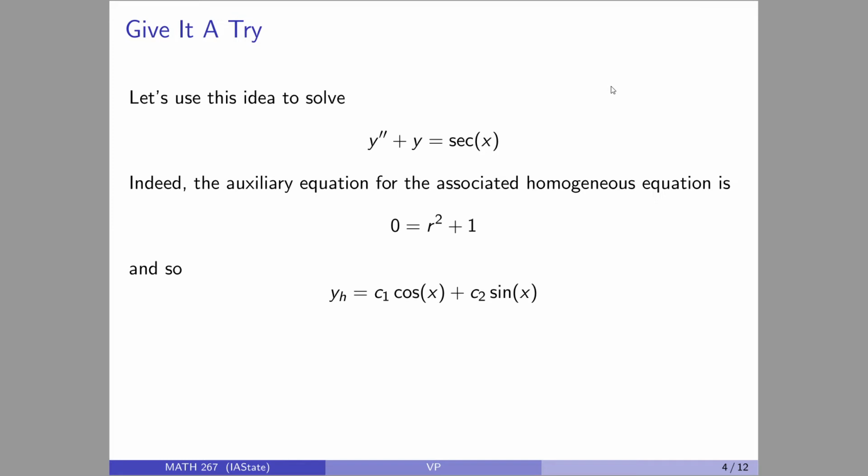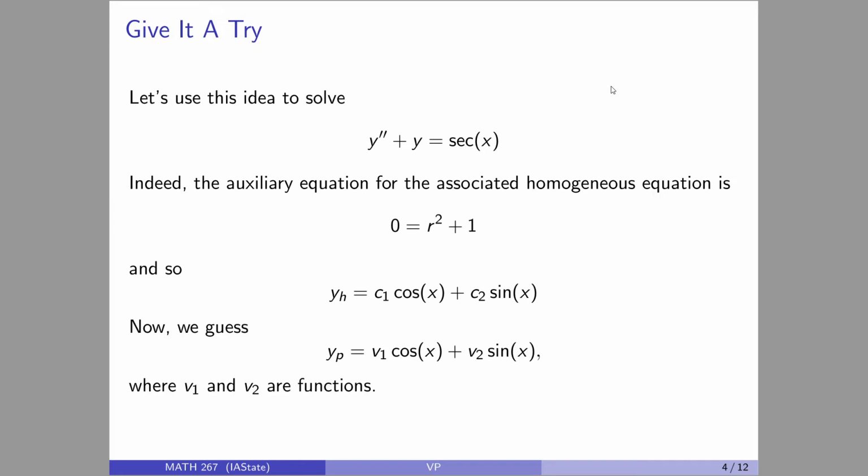So just have it at the ready. The general solution for that is C1 cosine plus C2 sine. Okay. So Lagrange says that, all right, replace the C1 and the C2 with functions v1 and v2. Plug that back in and figure out what v1 and v2 need to be.